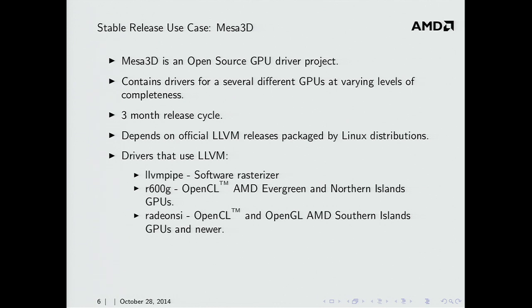The first one is something called LLVM pipe. LLVM pipe is a software rasterizer. So basically how it works is, in Mesa, one of the APIs that's supported is OpenGL. So if you run your OpenGL program, instead of having GPU acceleration, it just executes everything on the CPU, and all the OpenGL functionality is implemented in software.